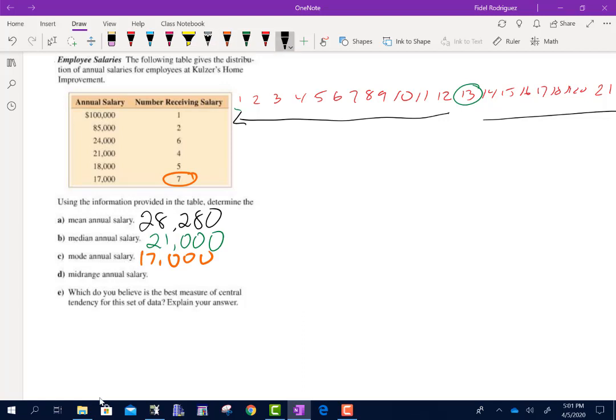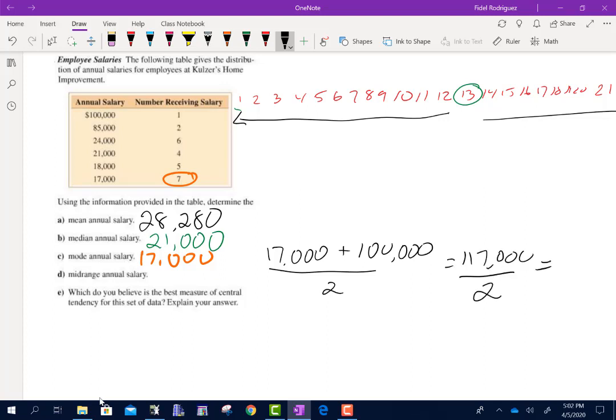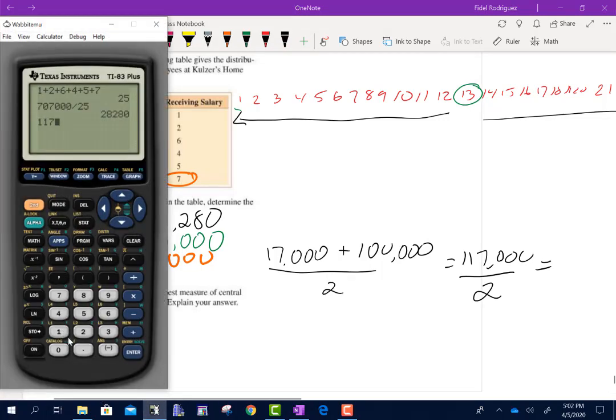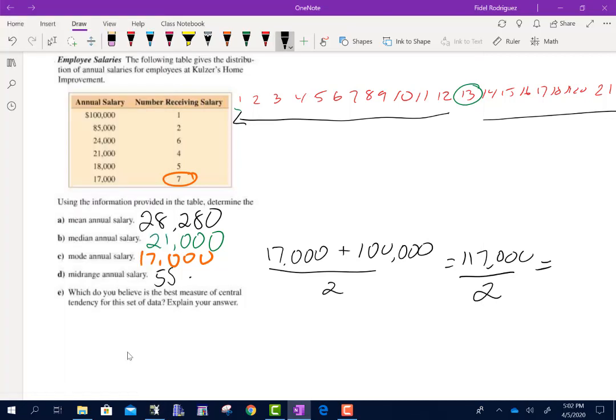Now to find my mid-range, I'm going to take the lowest value, 17,000, and add 100,000, and we're going to divide it by 2. It's going to give me 117,000 divided by 2, okay? So let's go 117 divided by 2. 58,500. That's going to be my mid-range. So 58,500 is my mid-range.